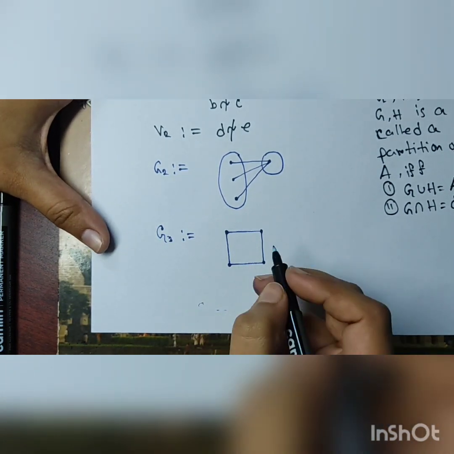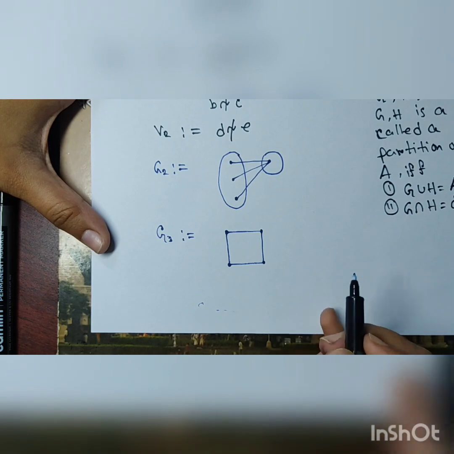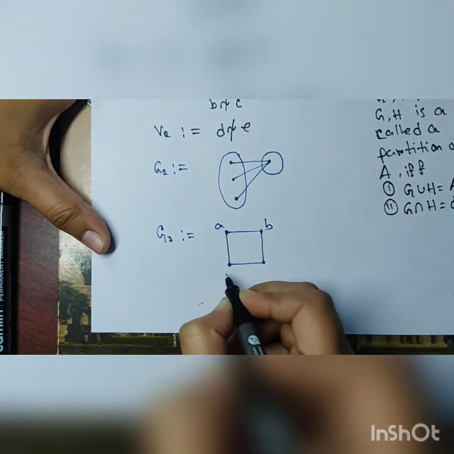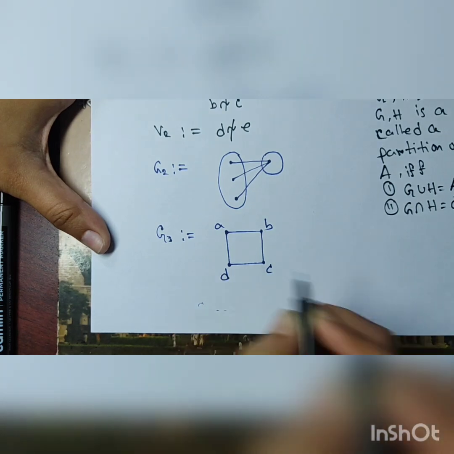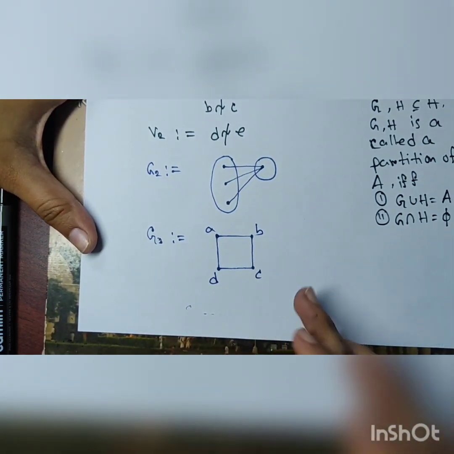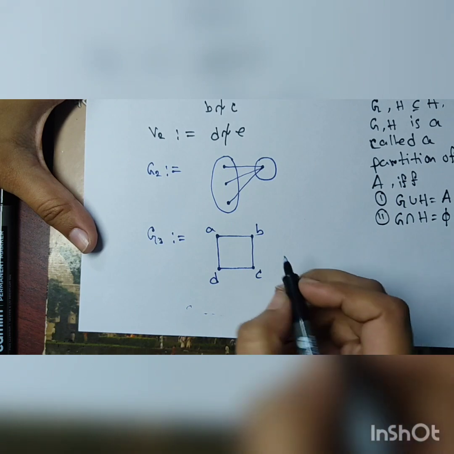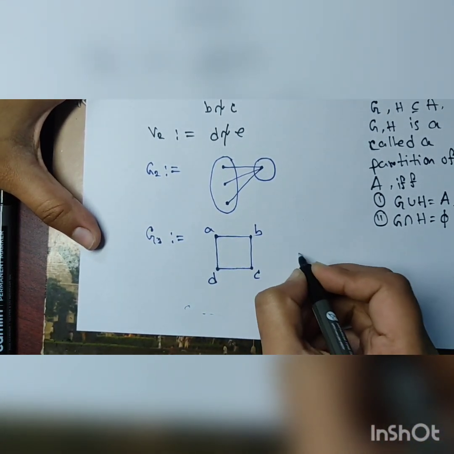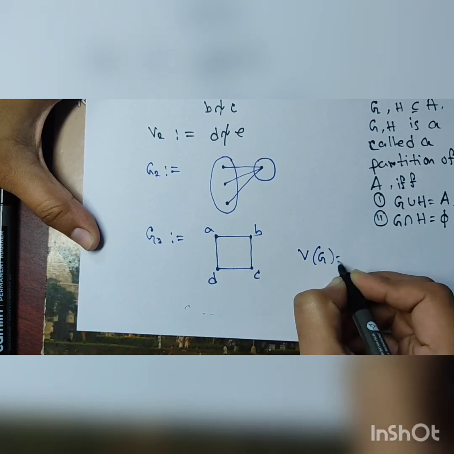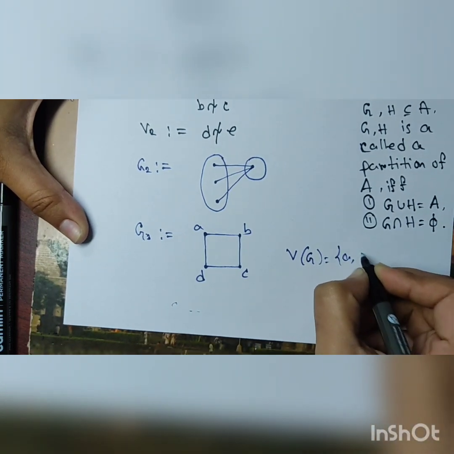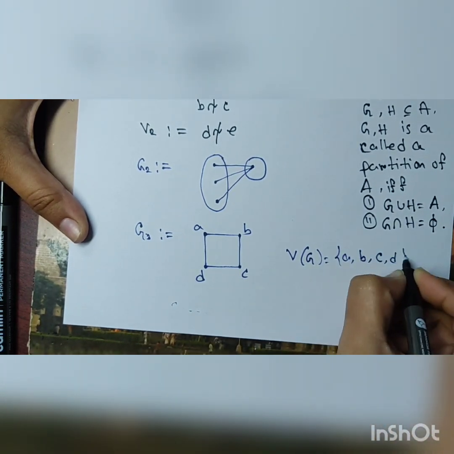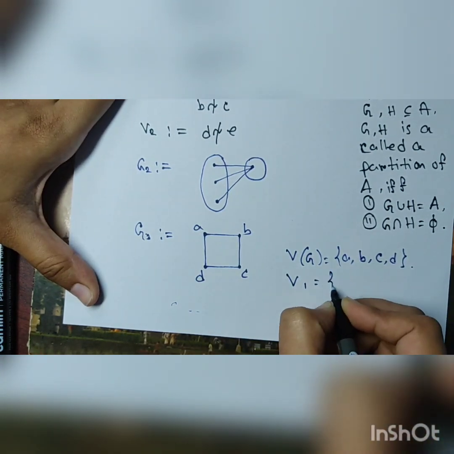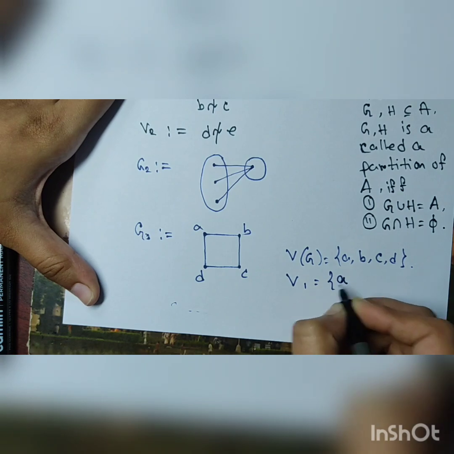So it will be a bipartite graph if we can have a partition, V1 and V2. Here we have vertices A, B, C and D. So if we can have a partition of this vertex set such that no two vertices of the same part are adjacent. Here the vertex set is V of G equal to A, B, C and D. So we can have V1 equal to, let us start with A.